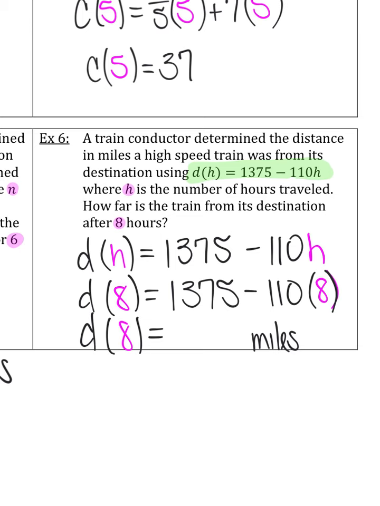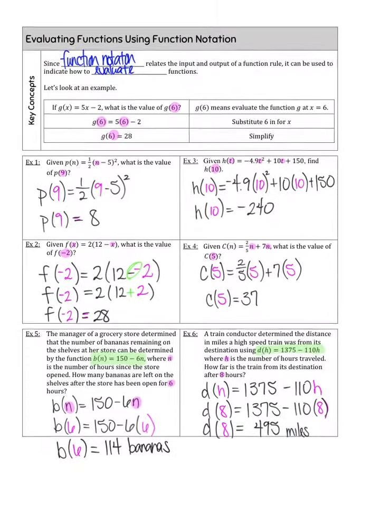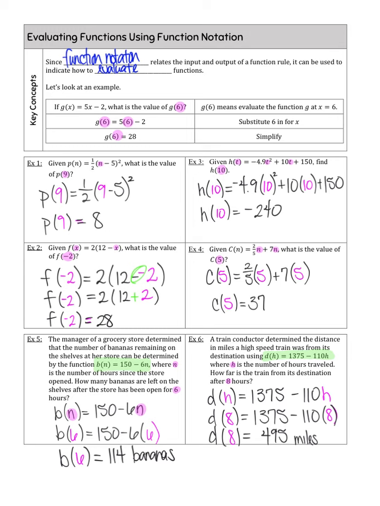All right, my friends, I hope that you got 495 miles. If you didn't, go back and try it again and see if you made a mistake somewhere. Hopefully you didn't. But if you did, that is okay. We're all learning. I hope this lesson was pretty easy for you. Now it's time for your independent practice.